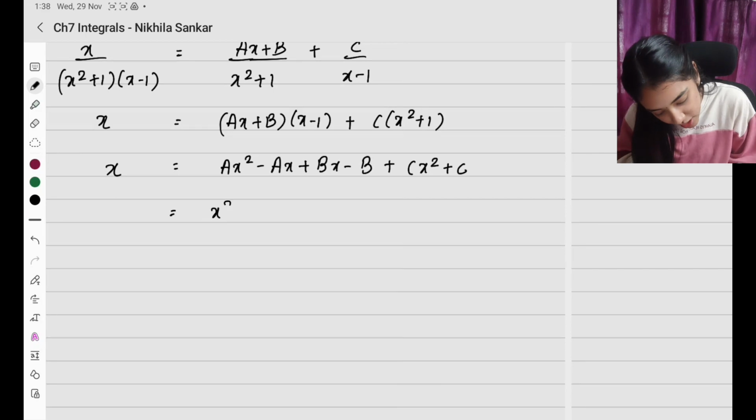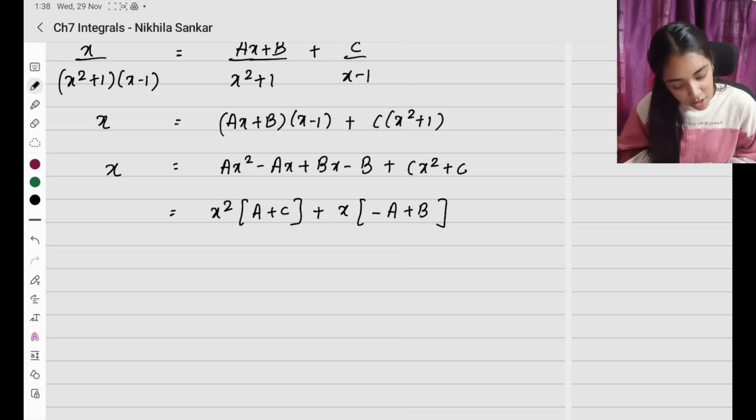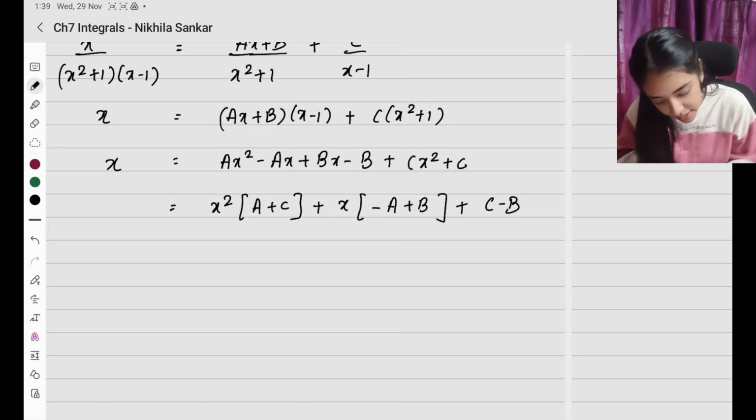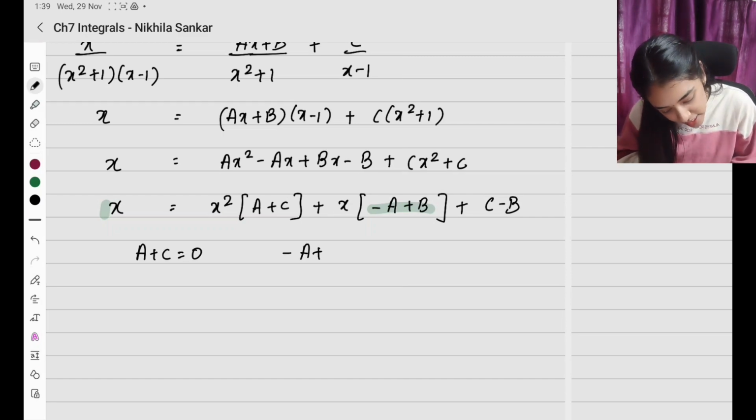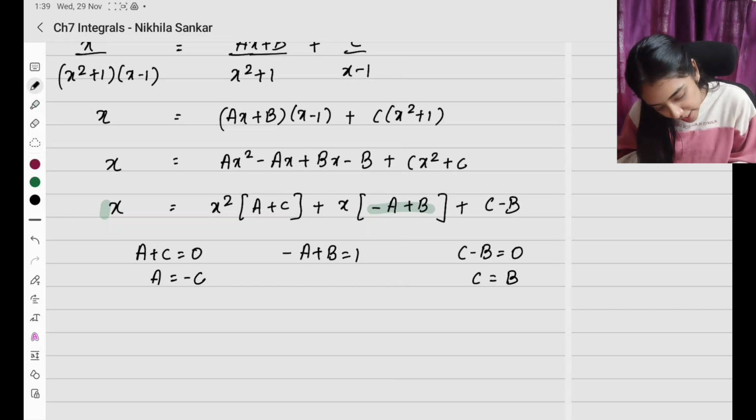So when I club the x square terms, I have a plus c. Then clubbing all the x terms, I have minus a plus b. And what are the constants? I have minus b plus c. So c minus b is going to be my constant. Is there any other term? No. So when I equate the coefficients, minus a plus b is going to be 1. The rest are all going to be 0. So a plus c is going to be 0, as there is no x square coefficient. Then minus a plus b equals 1. For the constant, c minus b is going to be 0. So basically c equals b, a equals minus c.